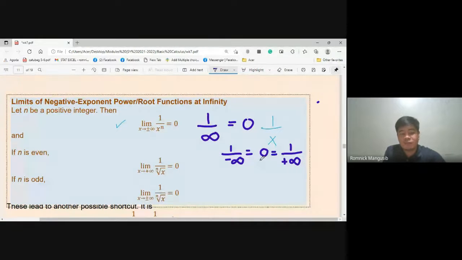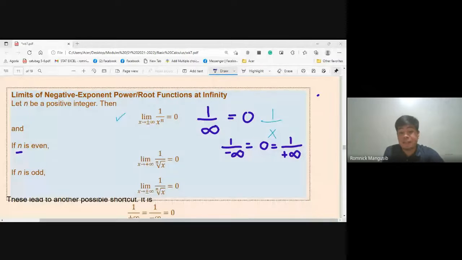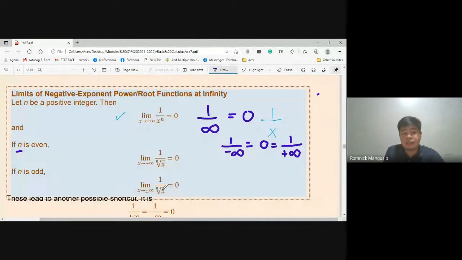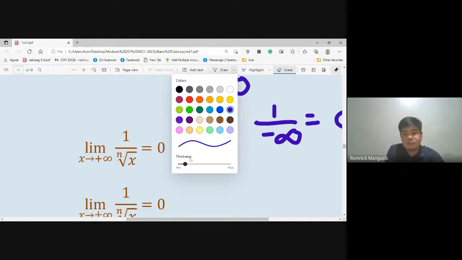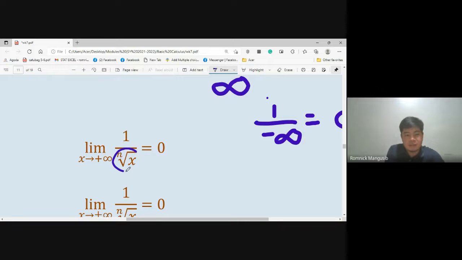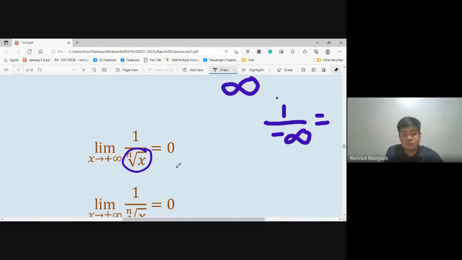Now, ito na yung condition. If n is even, class, pumasok naman dito yung isang radical function na denominator. Kapag ang n daw ay isang even, ang limit daw ng 1 over nth root of x, as x approaches positive infinity, is 0. Bakit naging 0, class? Inspection lang ito, class. Ang sabi ng rule, kapag ang n ay isang even number, ang 1 over nth root of x, habang ang x ay tuloy-tuloy sa pag-increase, will become 0.